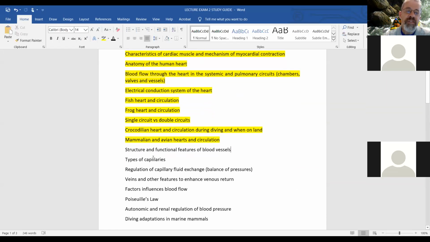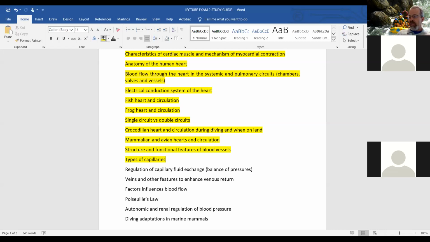We then jumped into capillaries. And remember, capillaries are the smallest vessel. This is where the exchange occurs of respiratory gases, as well as waste and nutrients. Remember, there are three types of capillaries that really vary depending upon the space between the cells of the single layer, the tunica intima.